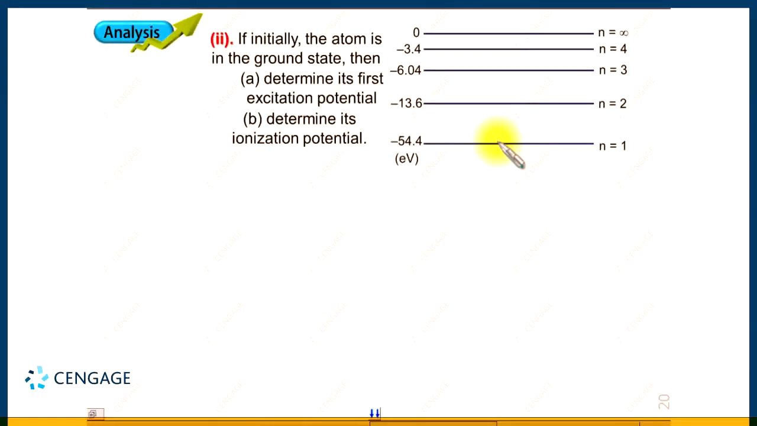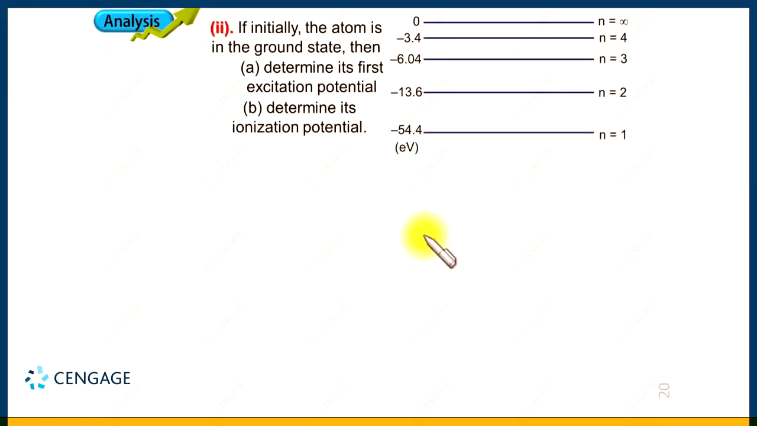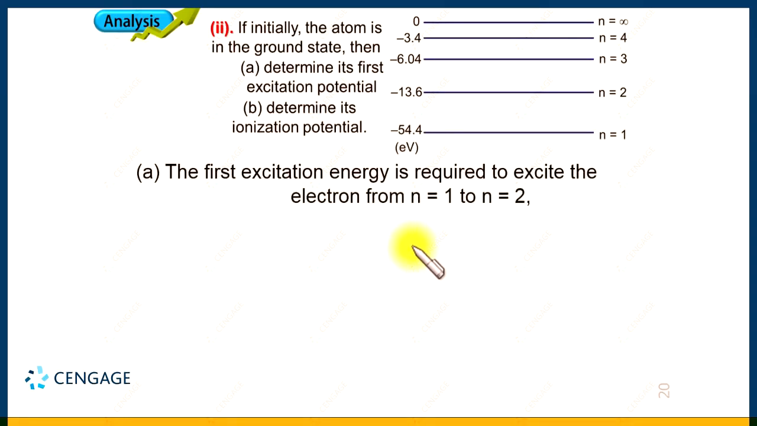That means for this type of transition, this is the first excitation energy, for n equal to 1 and n equal to 2, right? We are given the value of n equal to 1, and we are also given n equal to 2. That means we can find the first excitation energy, delta E12, which is equal to E2 minus E1. So delta E12 equal to E2 minus E1, that is -13.6 minus (-54.4). Let us substitute this value.